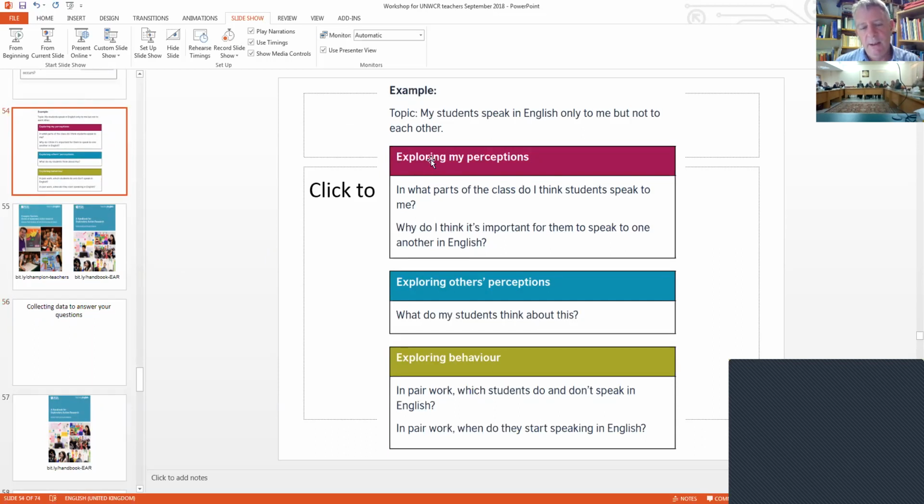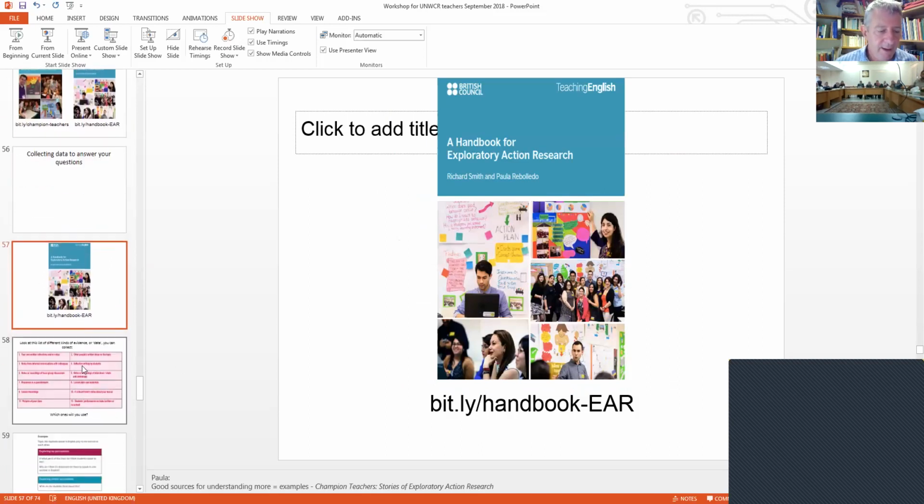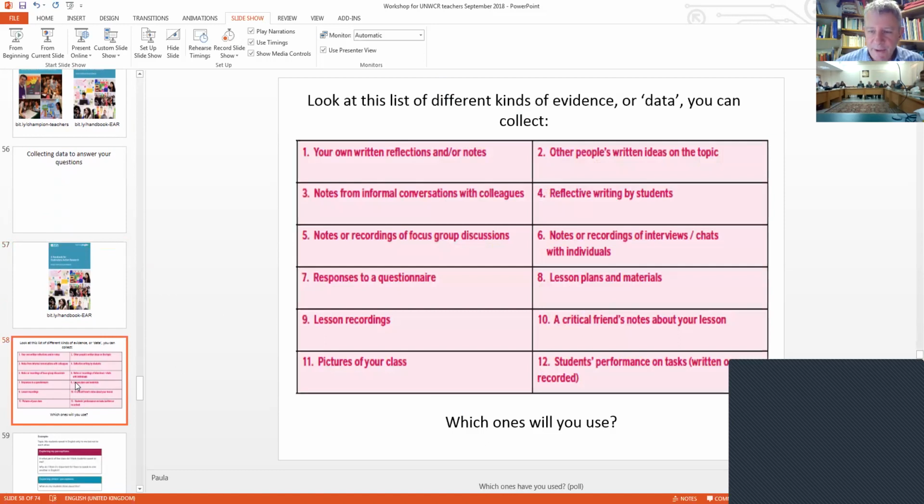Basically, what I'm going to say is that for exploring your own perceptions, there will be particular good methods. For exploring others' perceptions, there'll be maybe different methods. For exploring behavior, there'll be maybe different methods. And you'll find more detailed explanations in the handbook. Here are some different kinds of evidence or data that you can collect as a teacher in the classroom. And all of these are things that teachers have actually used. It's not just me saying this is what you could do. These are all methods that real teachers have used, including in Chilean secondary schools, but also in India and Nepal. And we'll match them against the different kinds of question.